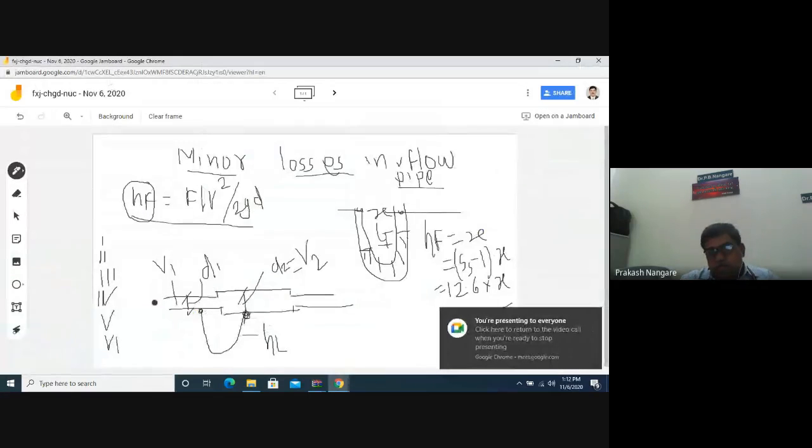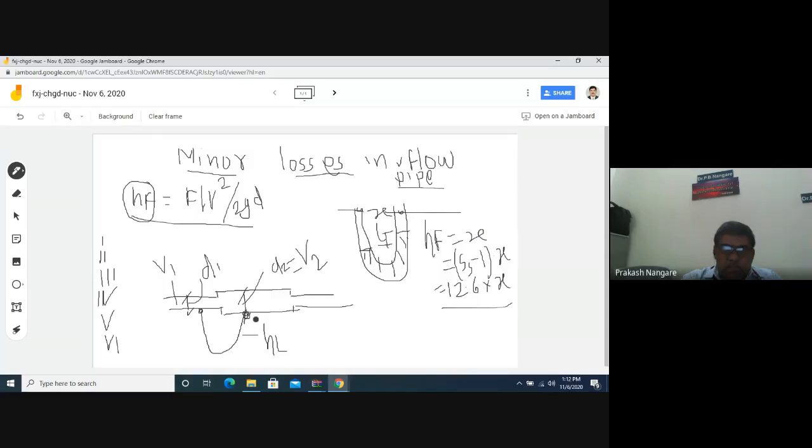Then see this head loss due to the various connections. The minor losses are neglected if the length of the pipe is too large. In case of a water distribution system or a sewerage distribution system, you do not consider the minor losses while you design it. But you must learn what the list of the minor losses is.